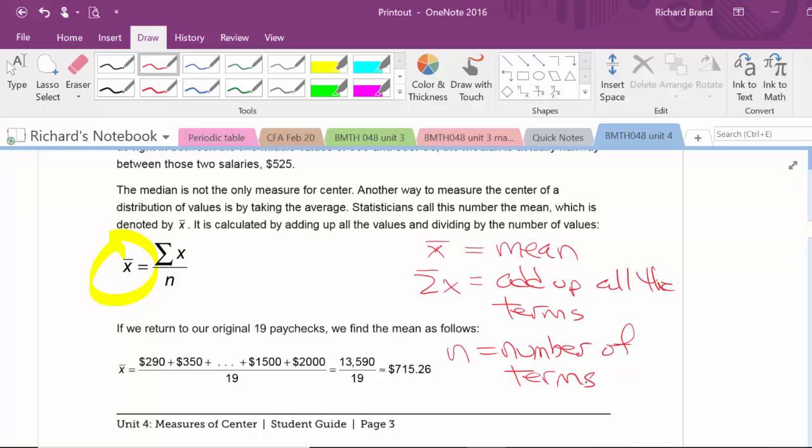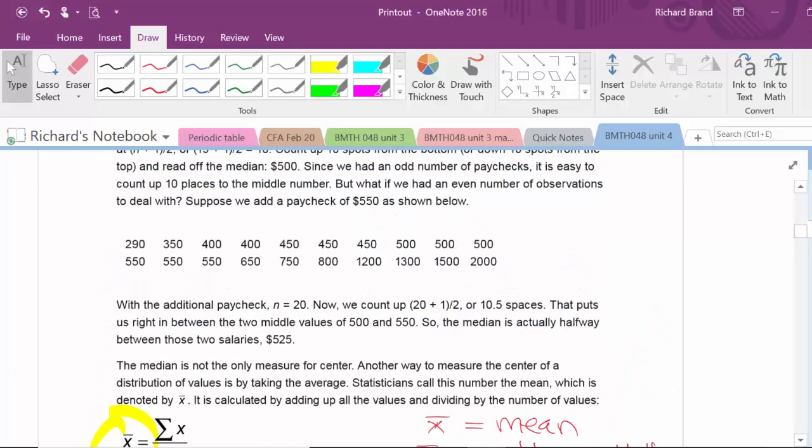Now, something I will say that wasn't really emphasized in the video is that you need to rank your data. It doesn't matter for the mean. When I say rank the data, the smallest value in this distribution of data is 290. The largest value is 2000. And all of these numbers are ranked, meaning they're getting larger. Each number to the right of its neighbor is a bit larger. So it's important to do that.